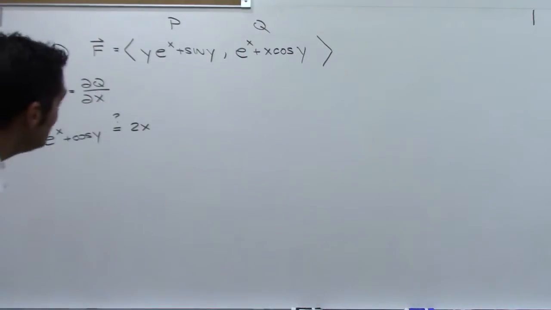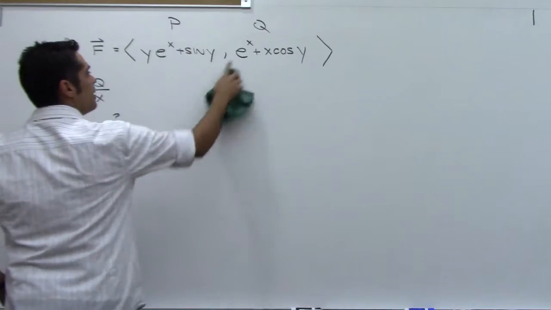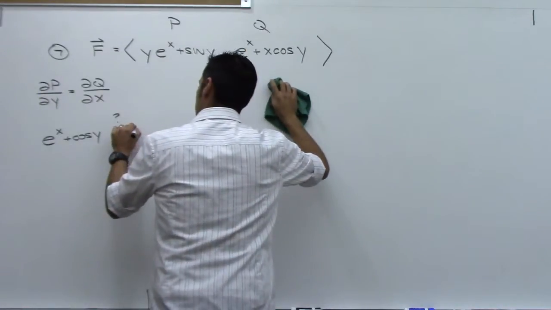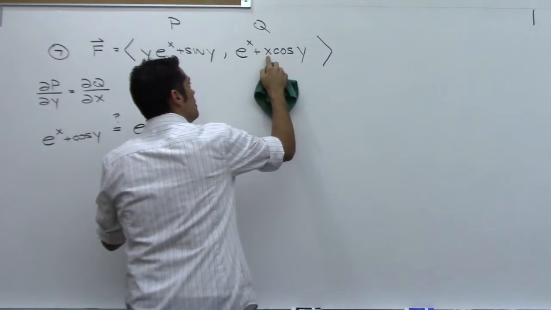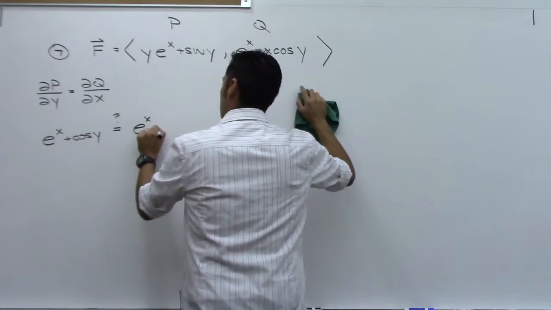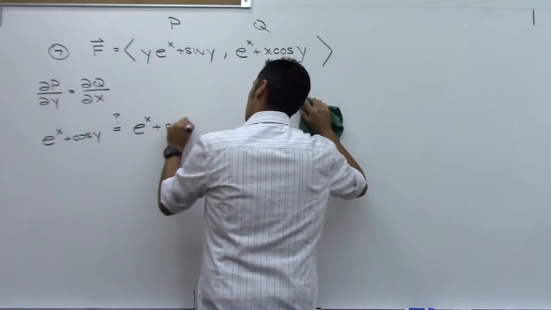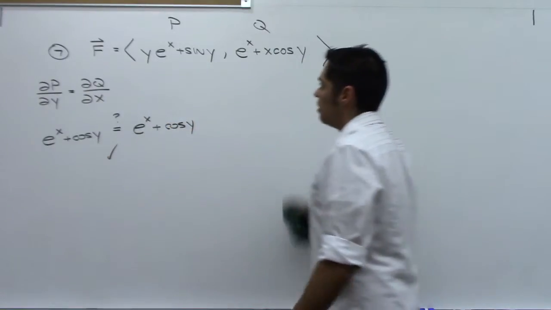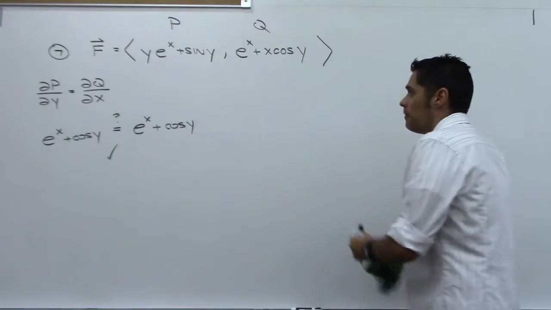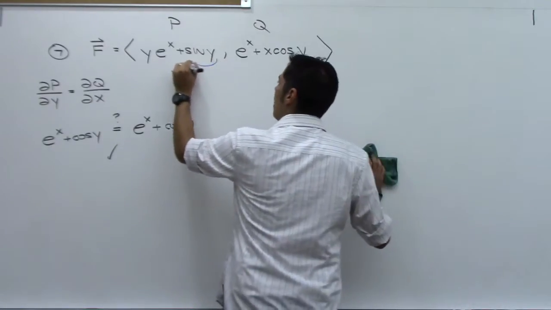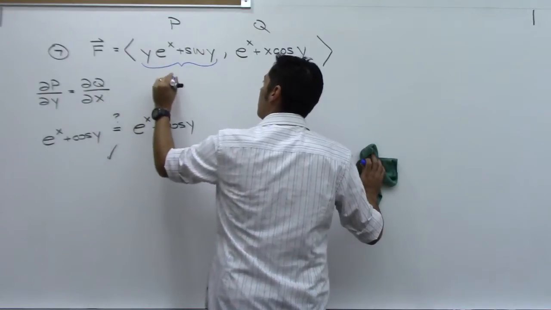Okay. Partial with respect to x is derivative of e to the x, which is itself. And then derivative of x times a constant is going to be plus cosine y. So check. This is a conservative vector field, so we need to try and find the scalar function such that this is the gradient of that scalar function.